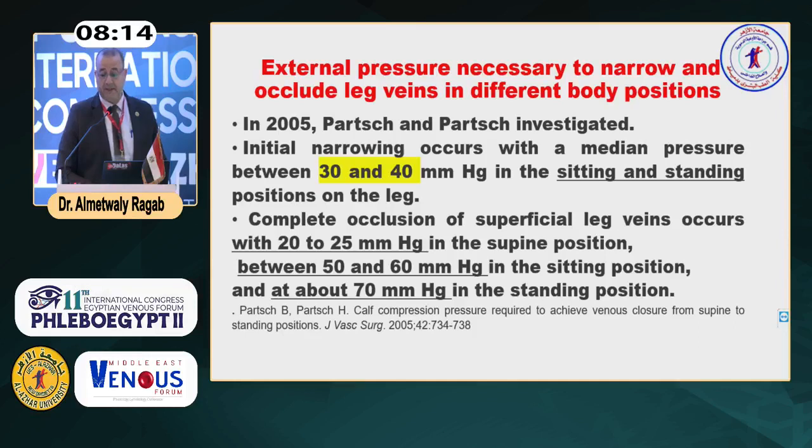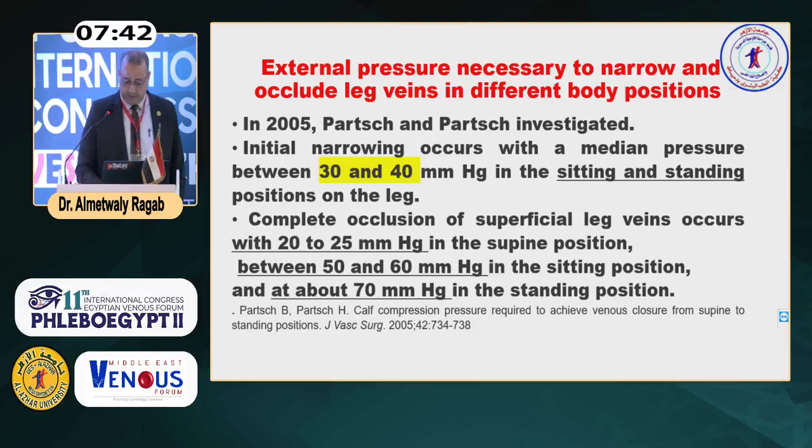What is the external pressure necessary to narrow or occlude the leg vein in different body positions? In 2005, Partsch investigated that and found the narrowing occurs with a median pressure between 30 and 40 millimeters of mercury in the sitting and standing positions on the leg. Complete occlusion of superficial leg veins occurs when the pressure is from 20 to 25 millimeters of mercury in supine position, between 50 and 60 millimeters of mercury in sitting position, and about 70 millimeters of mercury in standing position.